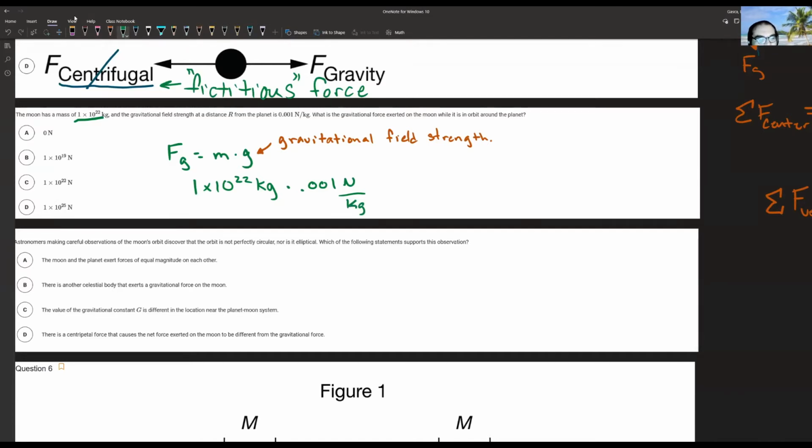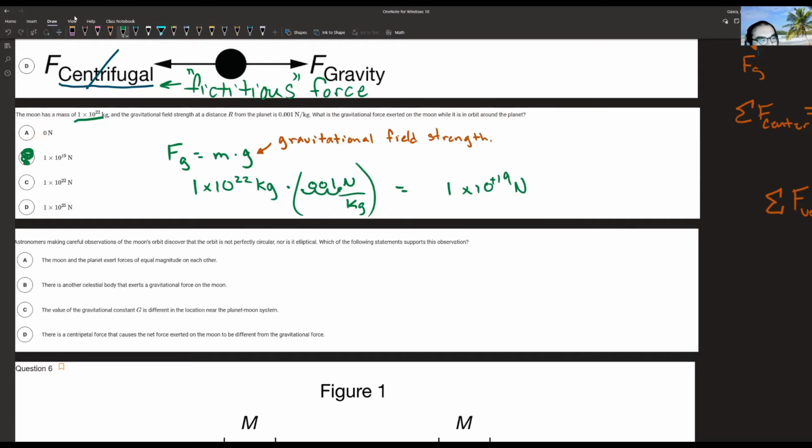And so you could go ahead and type this out into your calculator. I guess one way I would look at this is I would need to remove 1, 2, 3 zeros from this number. So hopefully we find out that this comes out to 1 times 10 to the positive 19 newtons. B.